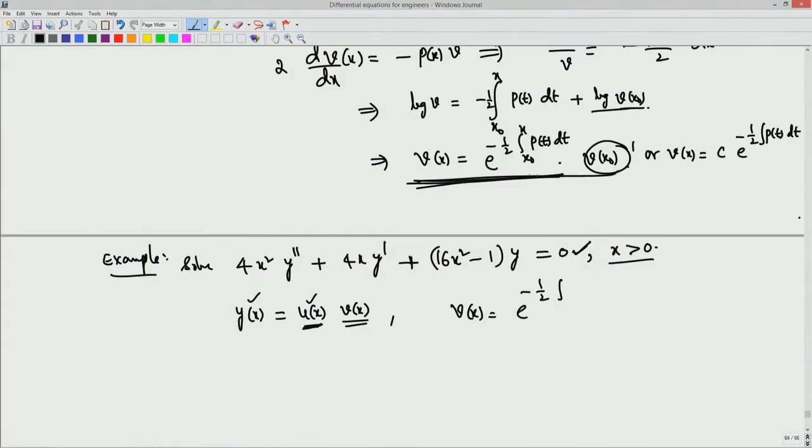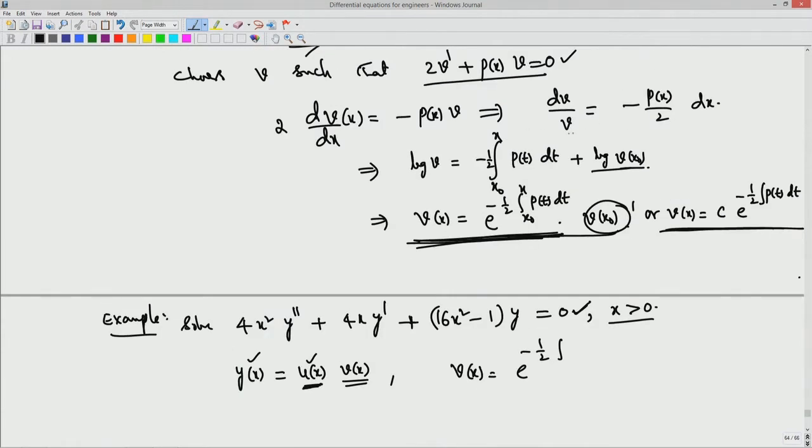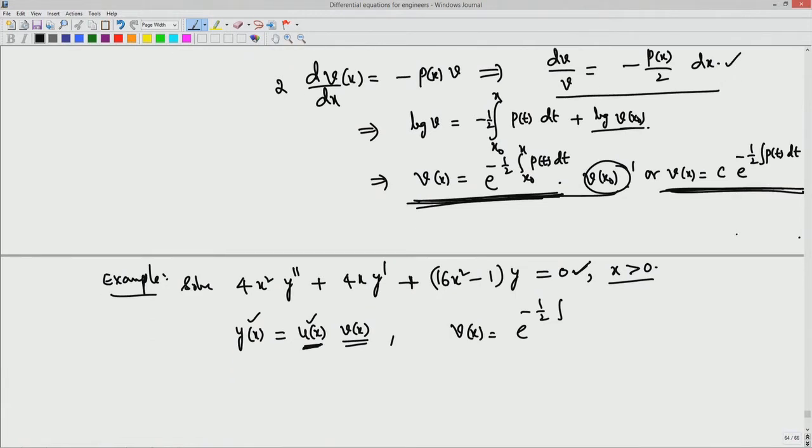So I have x positive. If I have to calculate in this way, I have to choose my x naught to be non-zero. That will give you unnecessary value, unnecessary calculations. So instead I do the definite and indefinite integration when I solve this separable form. Okay. So, either this or this you will get.